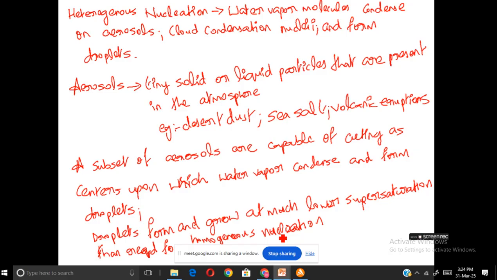There are particles which are wettable, and there are particles which basically dissolve when water vapor condenses on them as well.